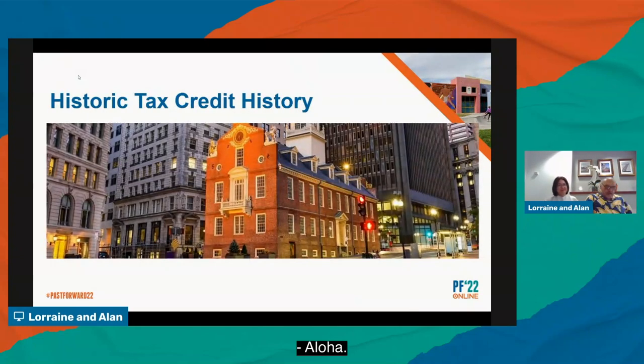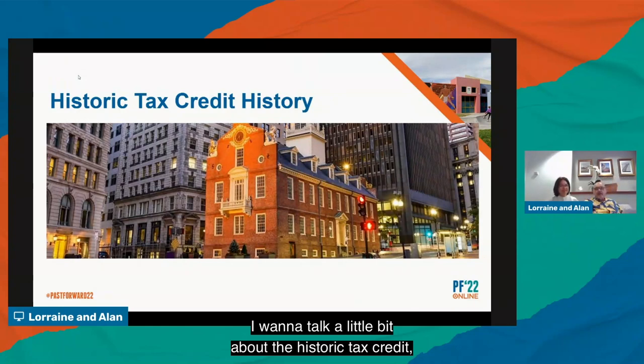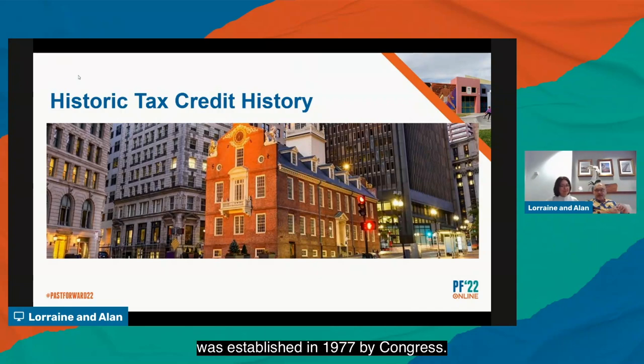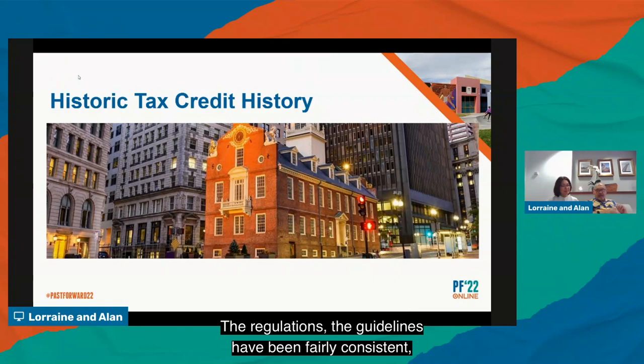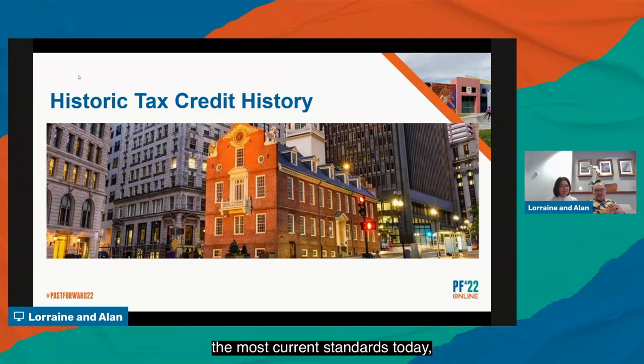Aloha. I'm going to talk a little bit about the historic tax credit, just to give you an overview of it. The tax credit program was established in 1977 by Congress. I think the first regulations came out in 1978. The regulations and guidelines have been fairly consistent, but they do evolve over time. So while we're talking about the most current standards today, when you get to the point of considering a project of your own, you need to make sure that you're working off the most recent information.